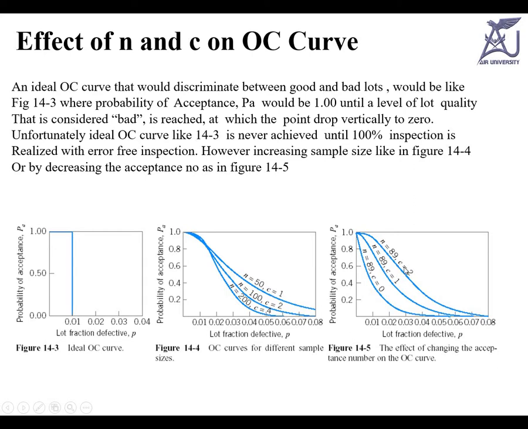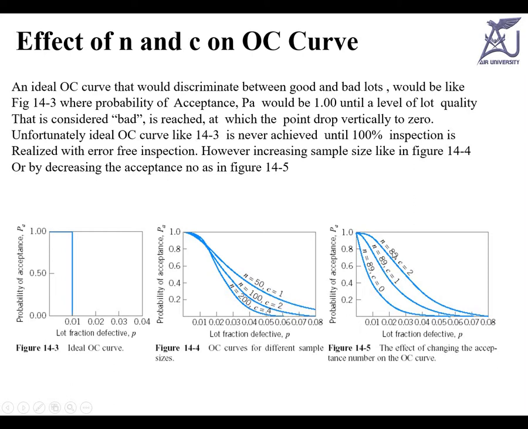So how are C and N affecting this? For example, look at this curve. This is the lot fraction defective P versus the probability of acceptance. Here the sample size is N and C is equal to 1. And once the sample size goes to 100, C is also getting to 2, and N is equal to 200, C is equal to 4, that is the cutoff point. So in that case, you can see the position of the curve.